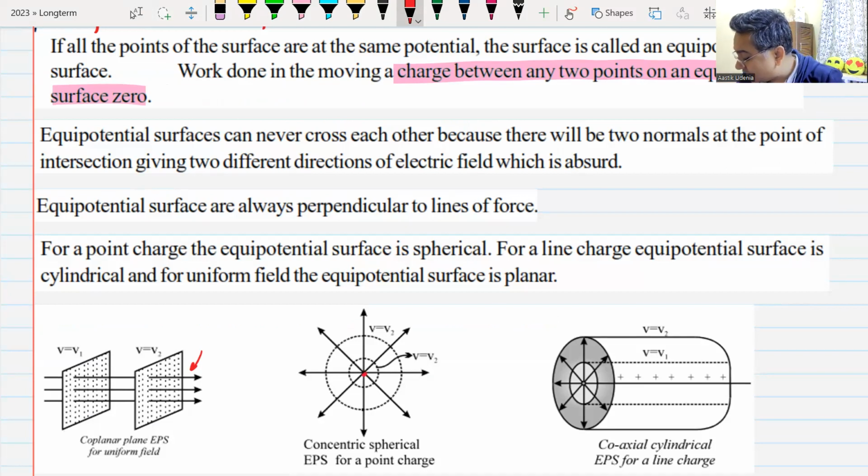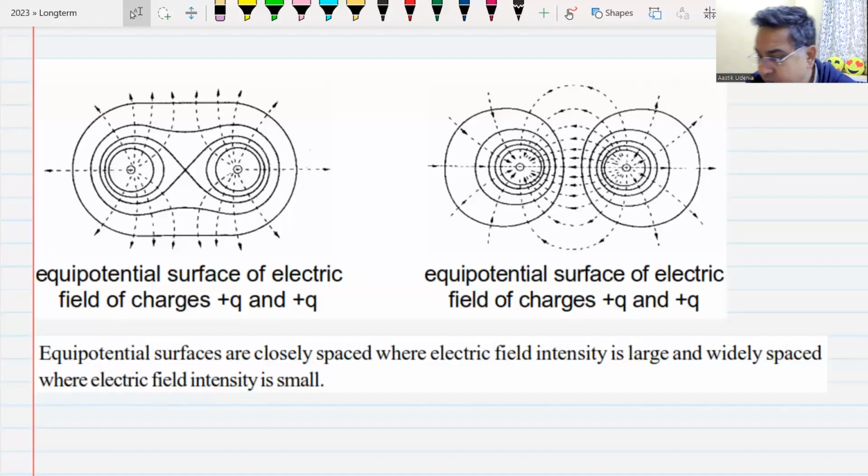If this is a point charge or a spherical charge, equipotential surfaces are spherical. If it's a line charge, equipotential surfaces are cylindrical. Do we understand this? I'll give you 2 minutes to note this down. You don't have to draw this, just see this.